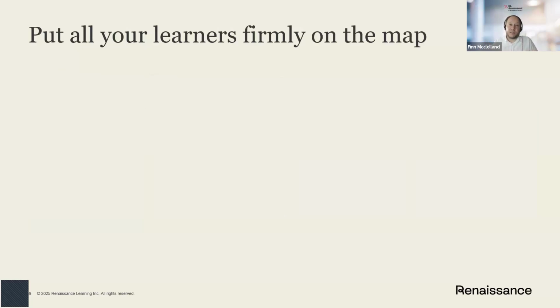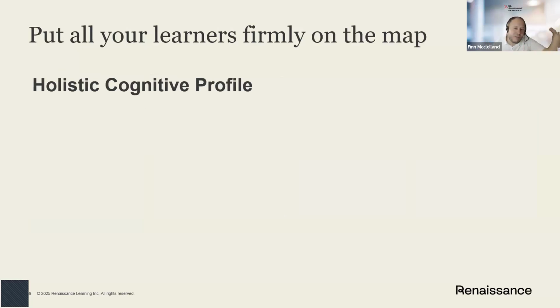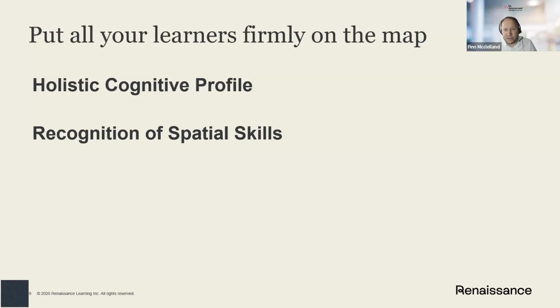But CAT4 is essentially about putting all your learners firmly on the map by providing that holistic cognitive profile, assessing their verbal, quantitative, non-verbal, and spatial reasoning for that comprehensive view of your students' potential. That recognition of spatial skills, so often missed by standard tests, is vital for identifying where those hidden strengths may lie, and where the students have that talent to work and visualize in 3D, where they're going to be particularly effective in some of the STEM subjects.